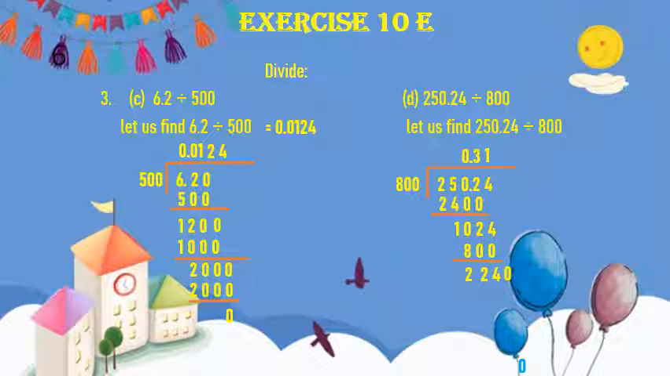Now we will divide it by 800. So 800 twos are 1600. So now we subtract 1600 from 2240. We get 640. Again we will add 0. Now it becomes 6,400. Now we divide it by 800. So 800 eights are 6,400, right? So in the quotient we write 8, and now 6,400 subtracted from 6,400 gives 0 as the remainder. So our answer is 0.3128.